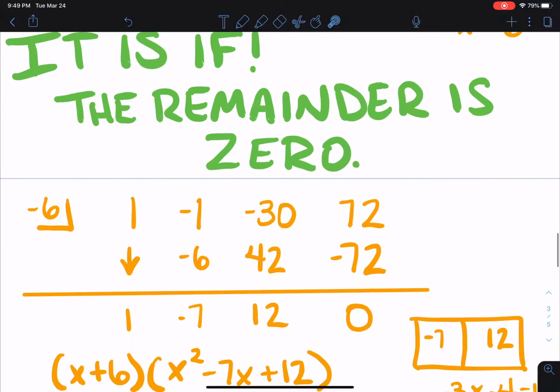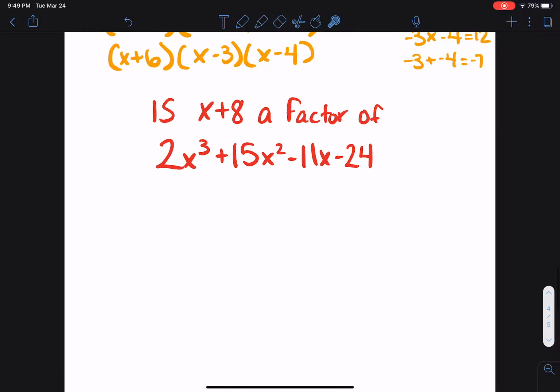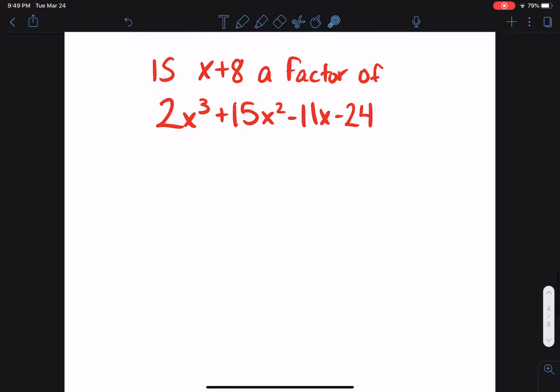of that polynomial. The last thing I want you to do is, in your exit ticket, tell me, is x plus 8 a factor of 2x cubed plus 15x squared minus 11x minus 24? Okay, so I'm going to get you started, but then you need to finish this. So x plus 8, I can rewrite it as what? Negative 8 in my box, yep.